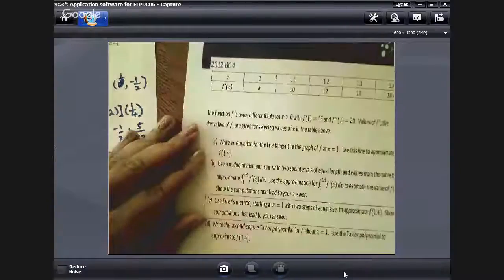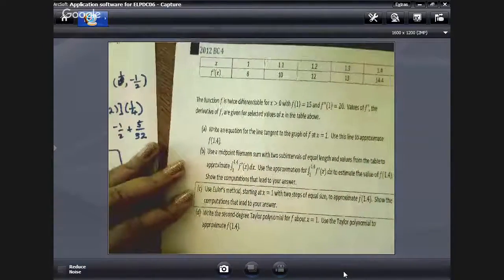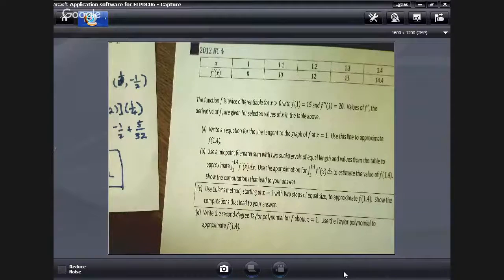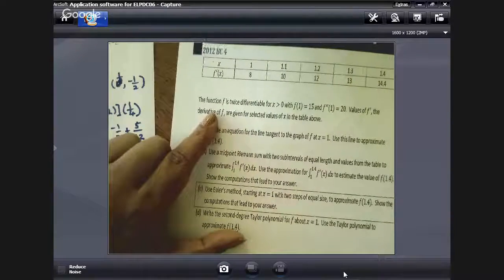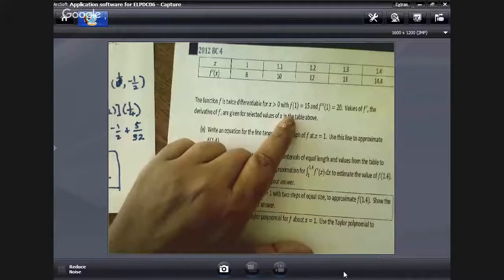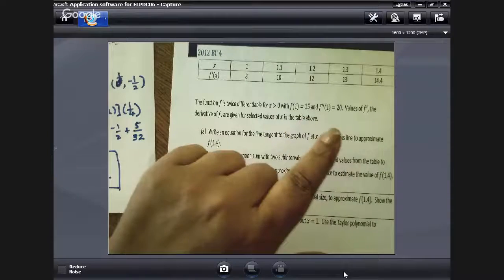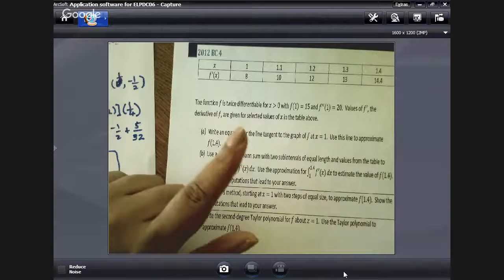This is from 2012 on the AP Calculus BC exam, and this is number 4. We're going to just look at part C. Again, it's the only part that has anything to do with Euler's method. So we've defined a function f to be twice differentiable. We've given it 2 initial conditions, actually, that f of 1 is 15 and f double prime of 1 is 20. Values of f prime are given in the table.